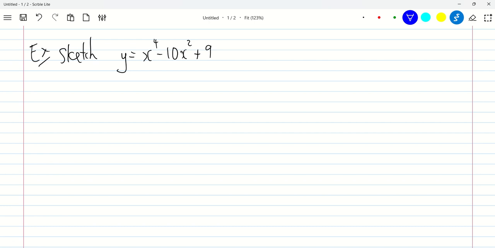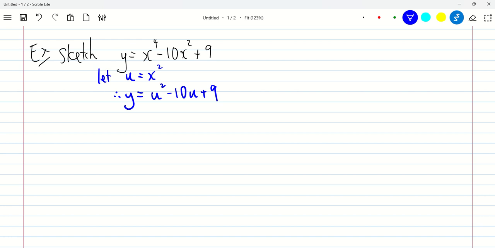Firstly, what you'll notice for this particular one is that there's an x to the 4 and an x squared. There's no x cubed and there's no x. And so what we could do here is a little trick, and I'll show you the two ways, but they're the same way, but one probably makes more sense to some people than others. What we could do here is say let u, or whatever, equal x squared. So what that means is that y is equal to u squared minus 10u plus 9.